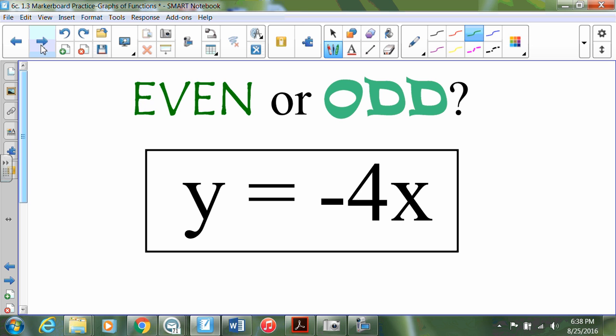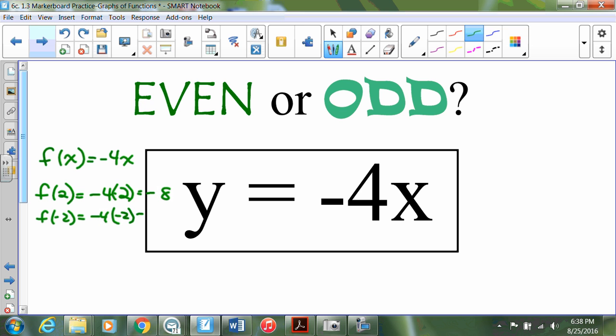When we look at -4x, let's try. We're going to change it to f of x equals -4x. Let's plug in our 2. So that's -4 times 2, which is -8. And if we plug in our -2, it's -4 times -2, which is +8. So once again, this is odd. We plug in x's that are opposite in sign, and we get opposite y answers. So wait, did I say that was, yes, that's odd.